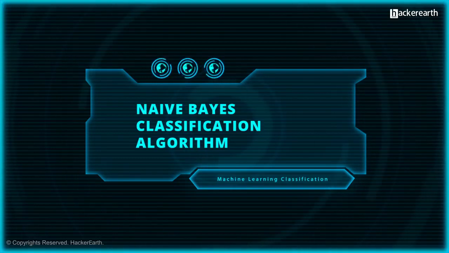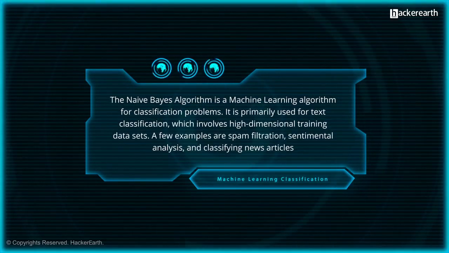Let us begin with a brief introduction about what Naïve Bayes is and why it is called that, and then we will straight away dive into the mathematical aspects related to it. The Naïve Bayes algorithm is a machine learning algorithm for classification problems. It is primarily used for text classification, which involves high-dimensional training data sets. A few examples are spam filtration, sentimental analysis, and classifying news articles.